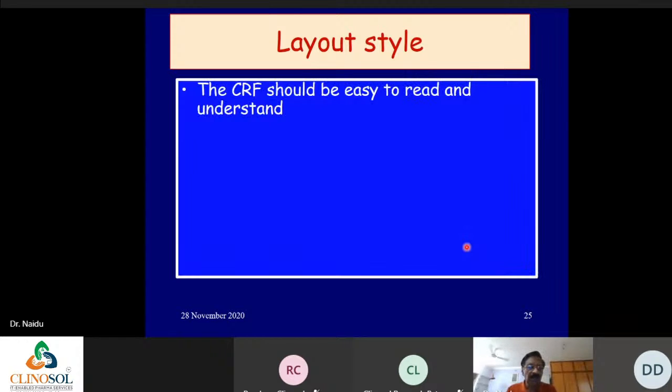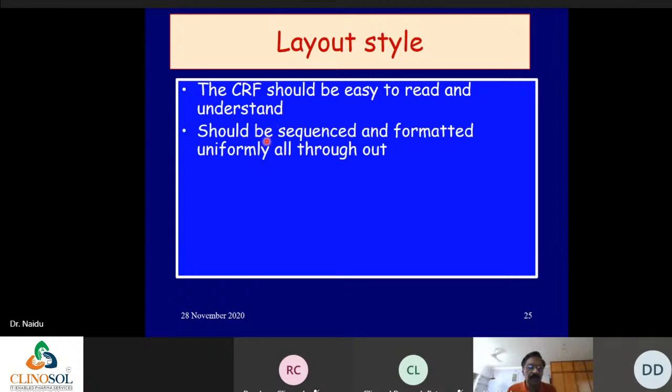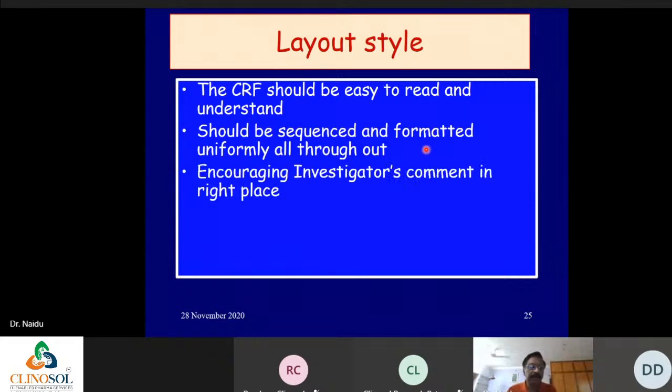Case record form should be easily read and understood. Anybody, if you give it to him, he should read very easily and understand. He will not ask any question. It should be sequenced and formatted uniformly all throughout, regularly, one after the other. What event is going to happen should at least be formulated.